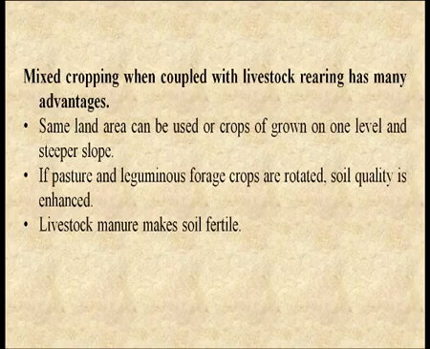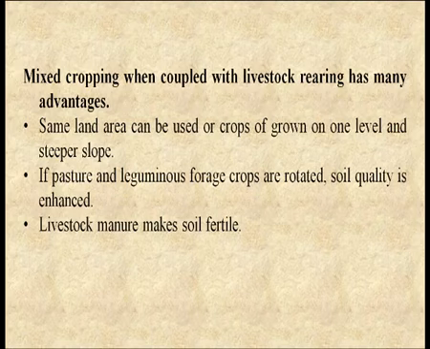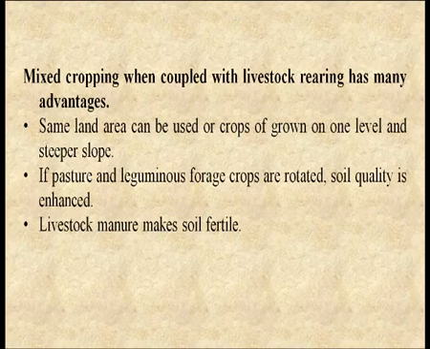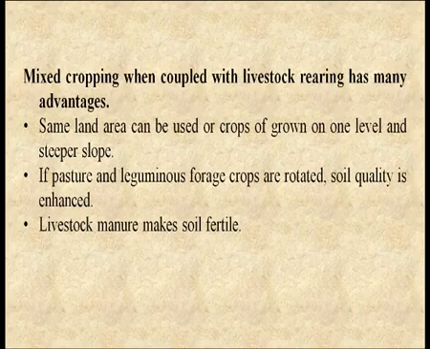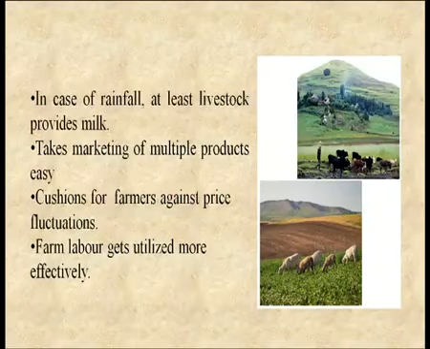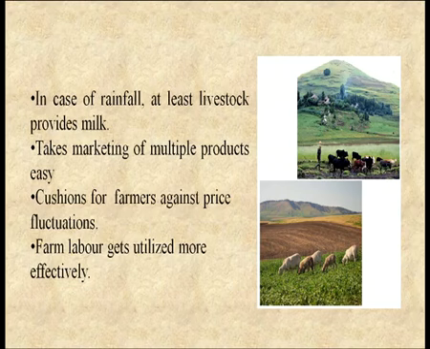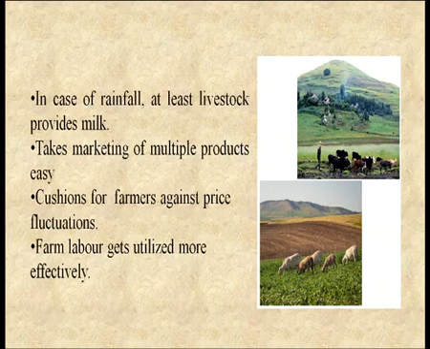Mixed cropping when coupled with livestock rearing has many advantages. Some land area can be used for crops and the rest grazed on one level and steeper slope. If pasture and leguminous forage crops are rotated, soil quality is enhanced. Livestock manure makes soil fertile. In case of lack of rainfall, at least livestock provides milk. It makes marketing of multiple products easy, cushions farmers against price fluctuation, and farm labor gets utilized more effectively.